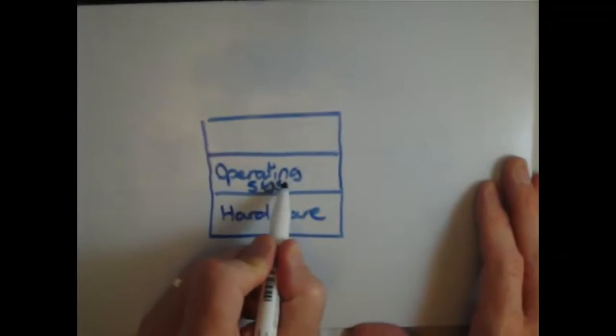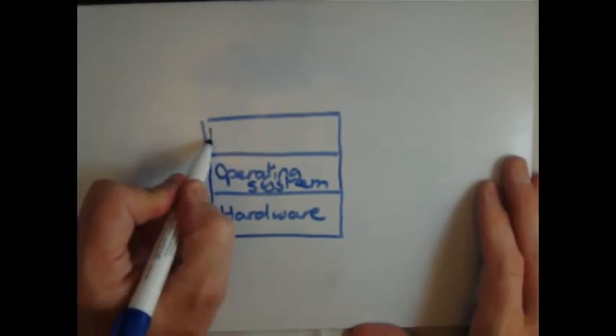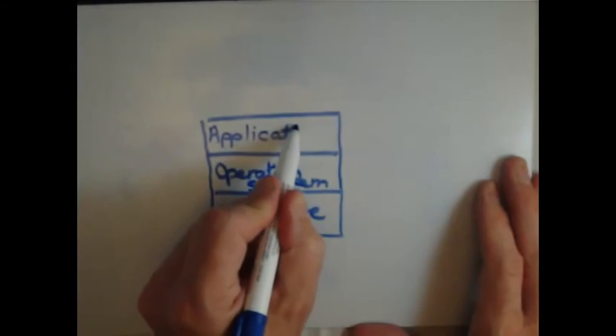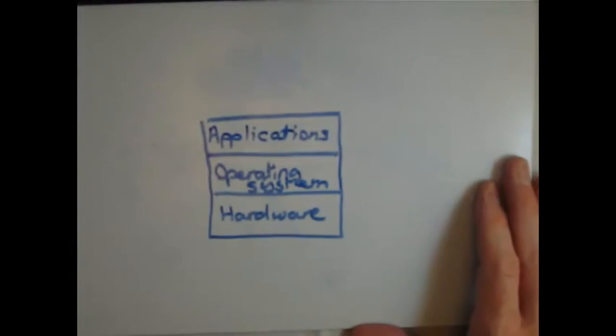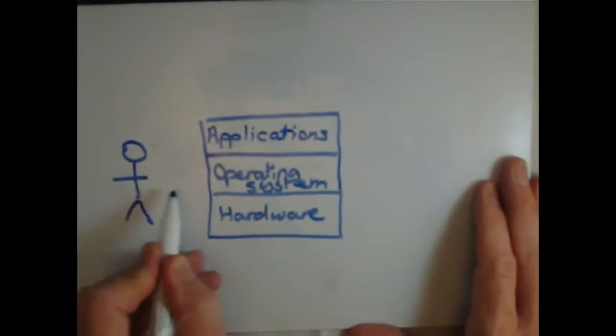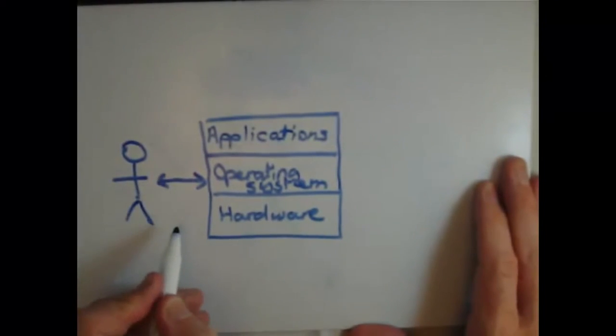It will allow access for various programs to the hardware, and at the top we have our application software. These are the programs that we typically buy a computer to use, such as office applications, etc. The user will actually interact with the system through the operating system, and as I say, this controls the computer by allowing applications to access the hardware.